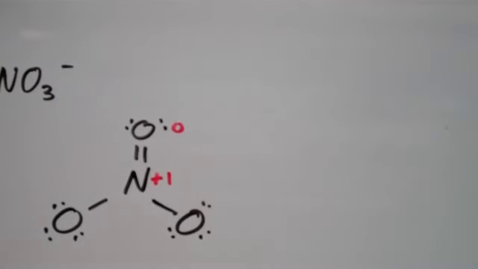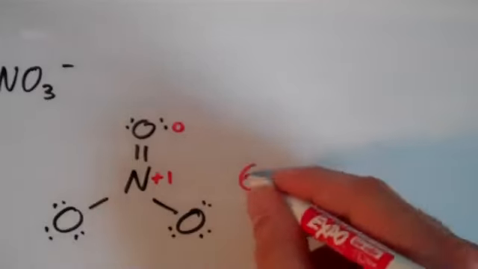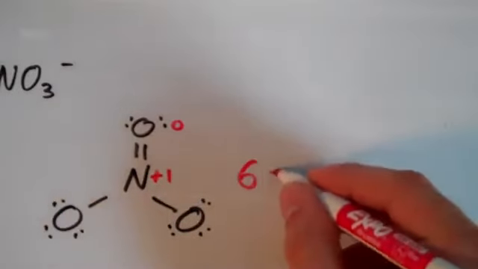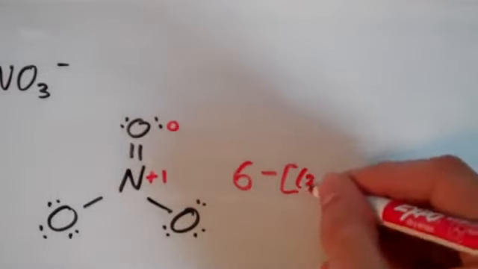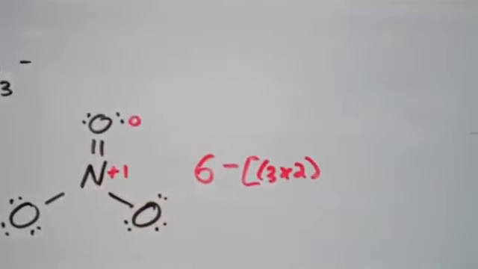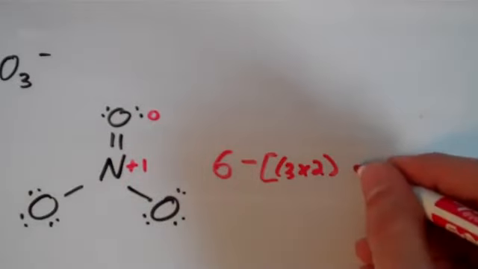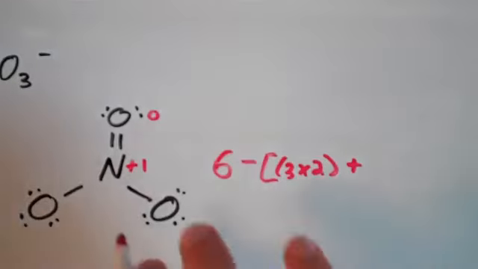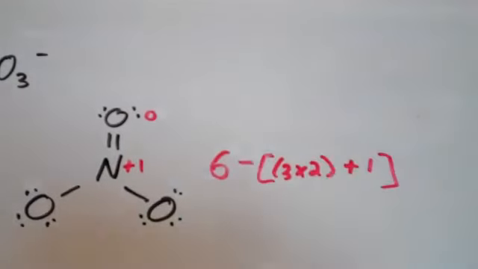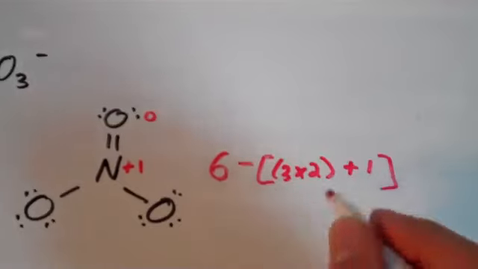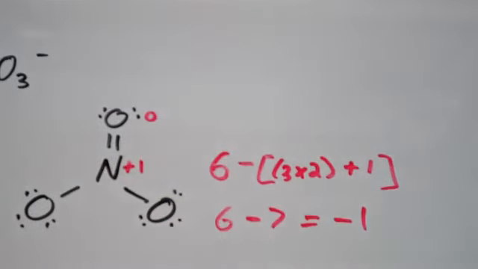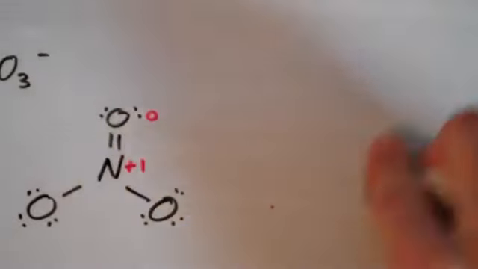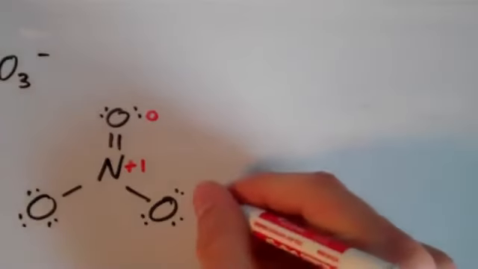So the formal charge then is going to be 6 valence electrons from oxygen, minus the number of formal electrons. So 2 per lone pair, 1 per shared pair. We have 3 lone pairs, so that's going to be the quantity of 3 times 2. And then we have to add the shared pair electron, and there's one of them. So 3 times 2 plus 1, that's going to be 7. So 6 minus 7, which is equal to minus 1. So the formal charge of each of these oxygens is minus 1.